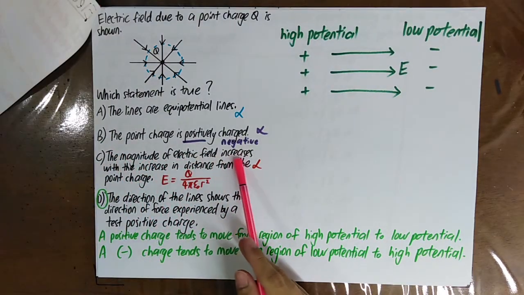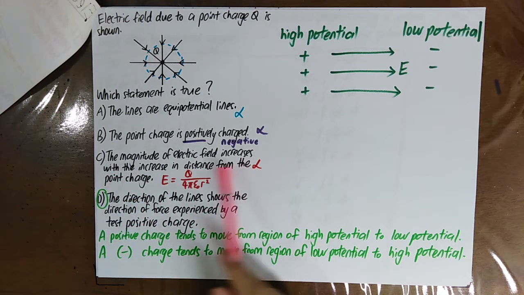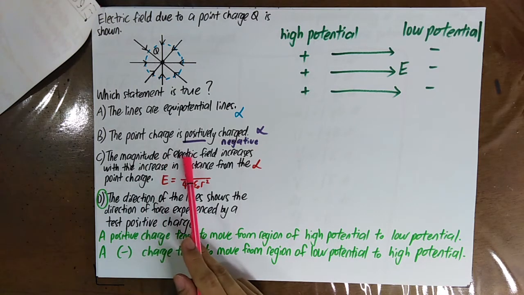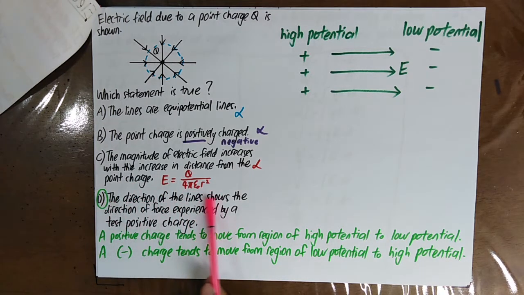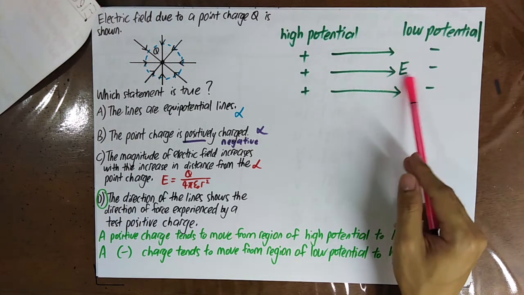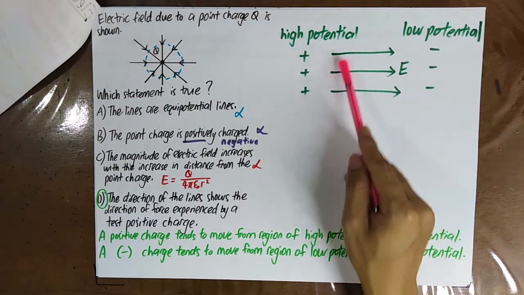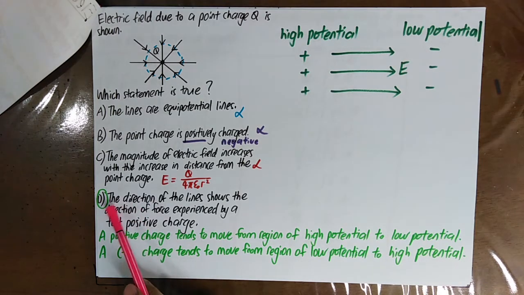The magnitude of electric field increases with the increase in distance from the point charge. No, the magnitude of electric field will increase with the decrease in the distance from the point charge, because E is inversely proportional to r squared. The direction of the lines shows the direction of force experienced by a test positive charge. Yes, because a positive charge will move from a region of high potential to low electric potential, and the direction of E is from high potential to low potential, so the positive charge will move to here. So yes, this is correct. The direction of E is the same as the direction of the force experienced by a positive charge.